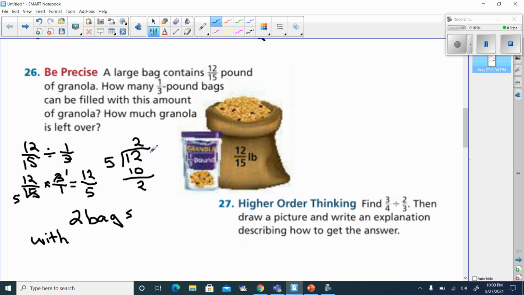We have 2/5 left over. 2/5. I guess pounds of granola left over, huh?